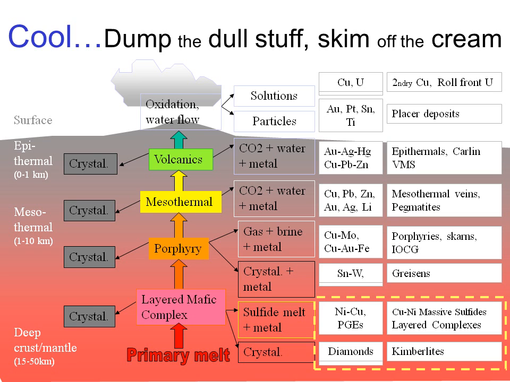In the second talk in this series, I spoke about the deposits associated with mafic layered complexes and kimberlites. In this talk, I'll focus on the porphyry and IOCG deposits, which develop at a slightly shallower depth than the mafic layered complexes, generally in the range of 4 or say 5 to 1 kilometers depth.